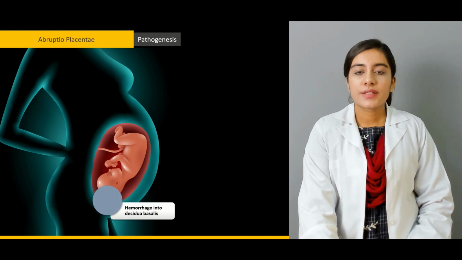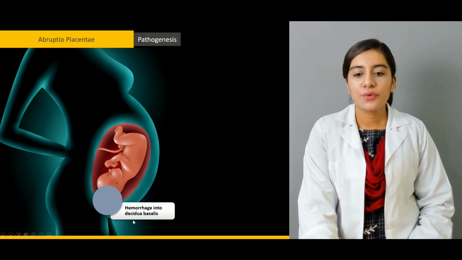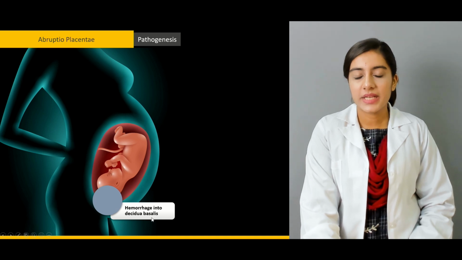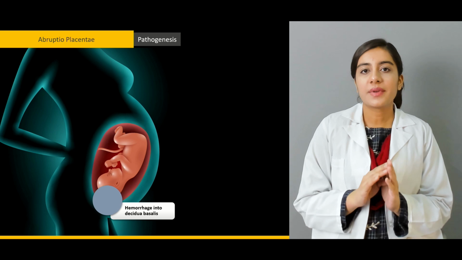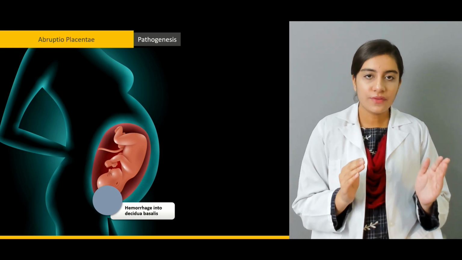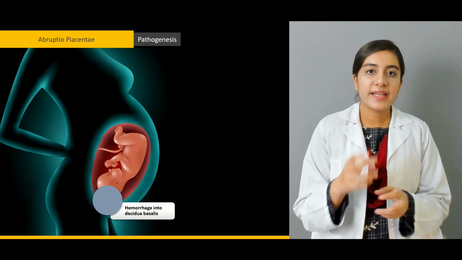So now we will be discussing the pathogenesis of the disease, starting with the hemorrhage into the decidua basalis. Decidua basalis is the layer that is present between, or separates, the placenta from the uterine wall. So the hemorrhage basically takes place over there.